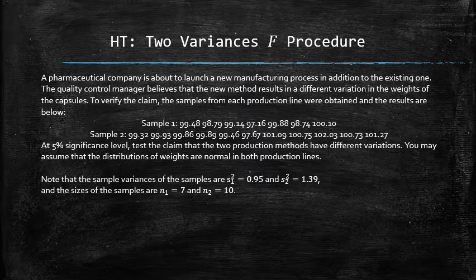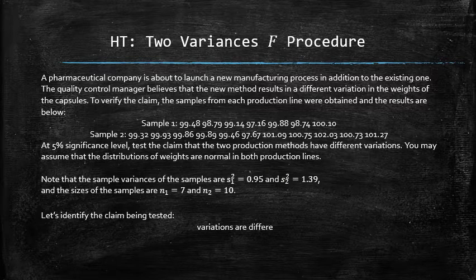Now let's identify the statistical claim that needs to be tested. The claim is that the variations are different. The keyword variation suggests that the claim is about the two variances, so we can symbolically express the claim as: variance of the first production method is not the same as the variance of the second production method, which is equivalent to the claim that the ratio of variance 1 over variance 2 is not equal to 1. Since the claim is about the two population variances, we will use the Two Variances F procedure.